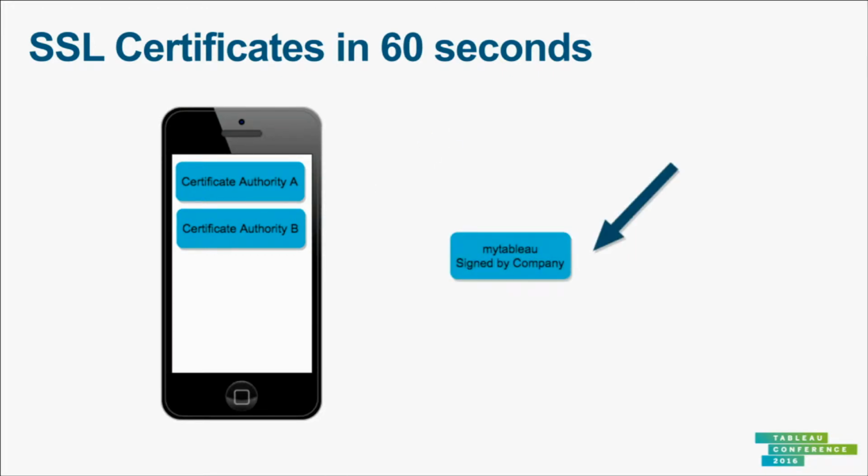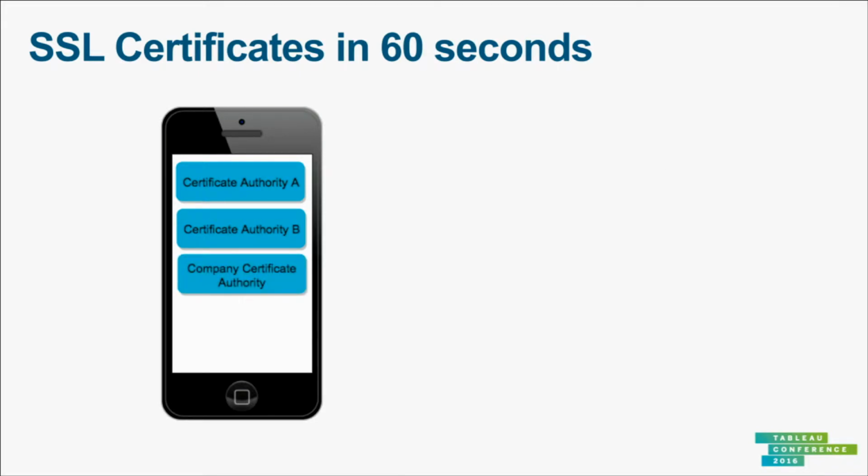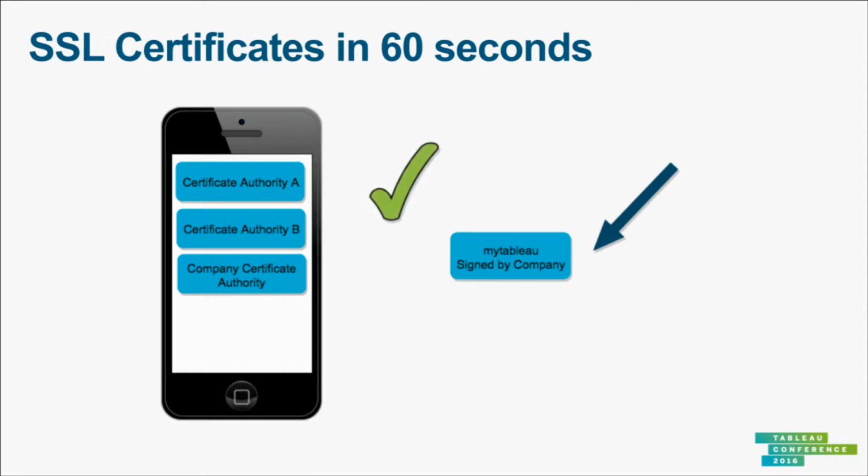Well, what's happening with my Tableau server? A lot of companies will use their own certificate authorities. So when I try to connect to my Tableau server, my mobile device doesn't know my company's certificate authority. It doesn't know it, so this connection will not take place. So what do you have to do? It's pretty simple. Just install the certificate authority on your device, in which case when you talk to Tableau, you get a successful connection, and everyone's happy and secure.